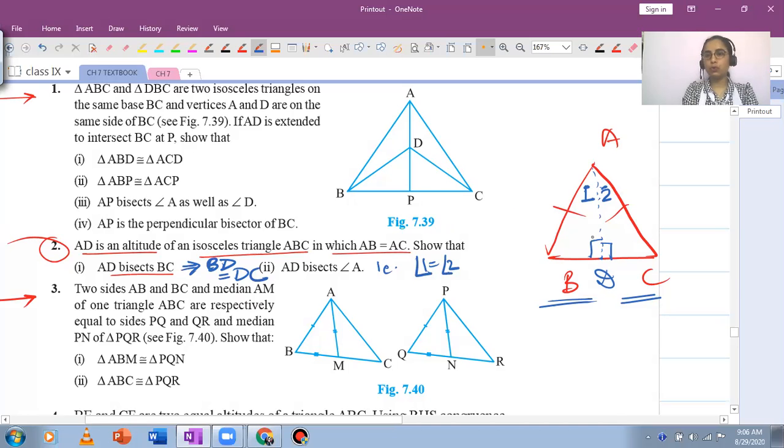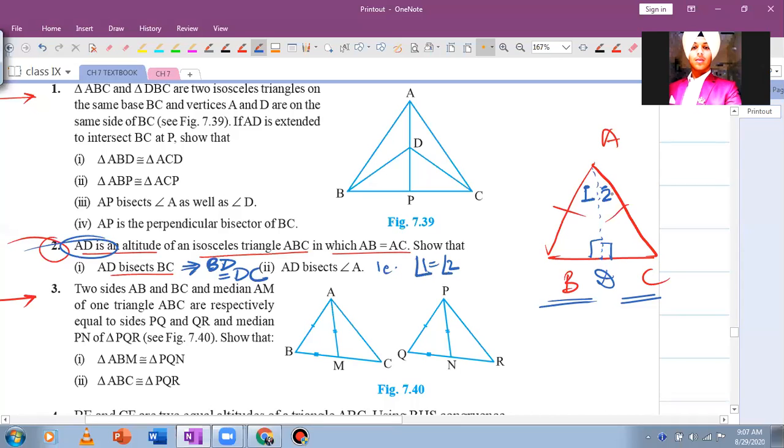So you're going to do congruence of the two triangles formed because of this altitude. Once you draw the altitude, there are two triangles you can see on either side of AD. If you can prove those two triangles congruent, automatically angle 1 will become equal to angle 2, and BD will be equal to DC. Can you prove the congruence of the two triangles?